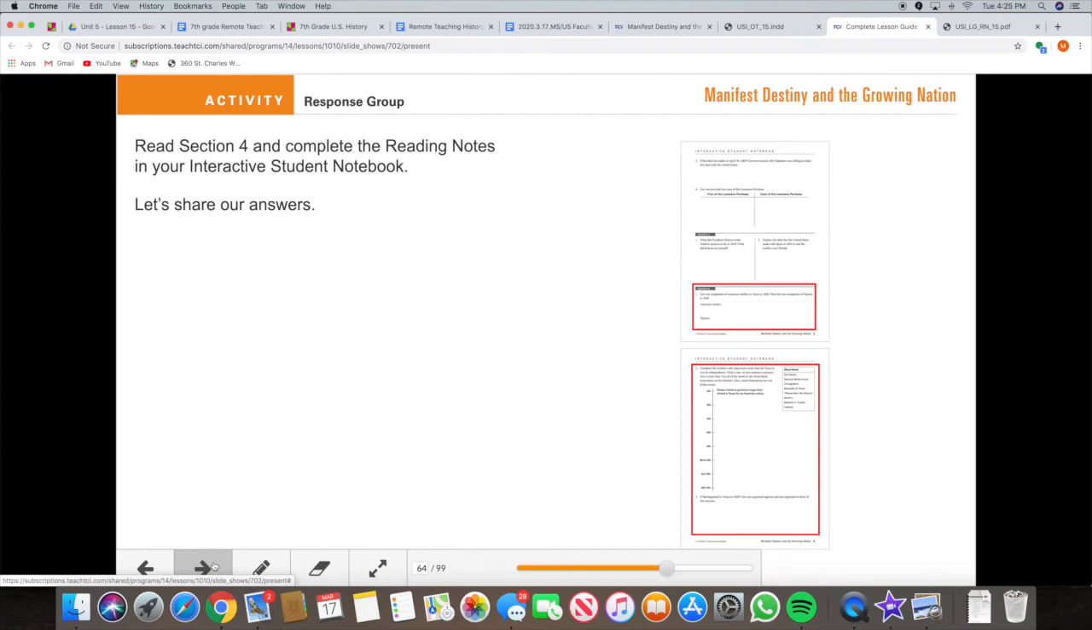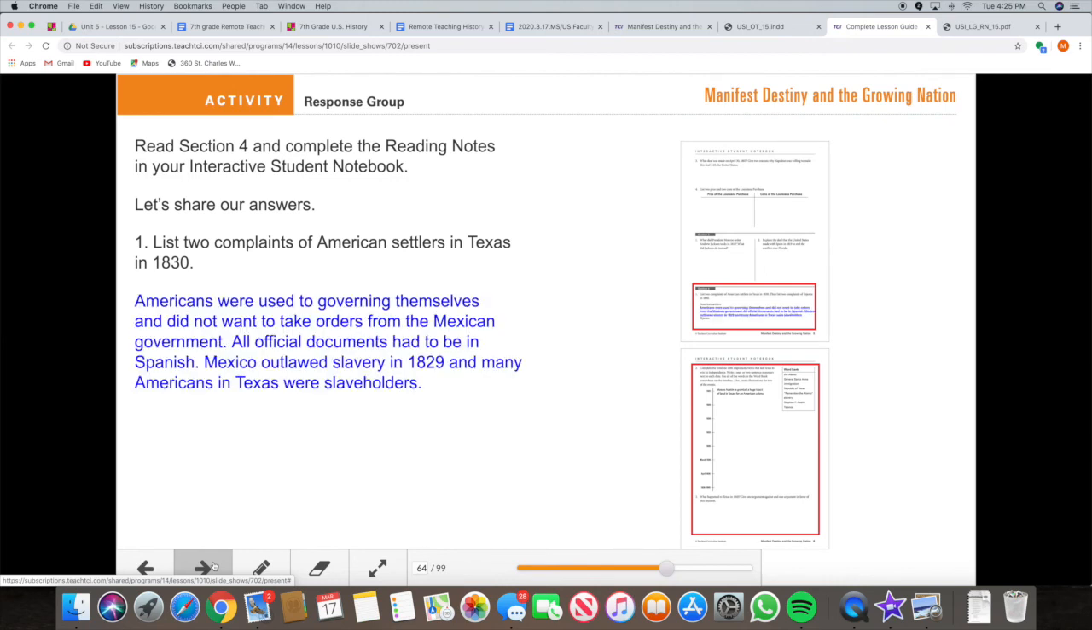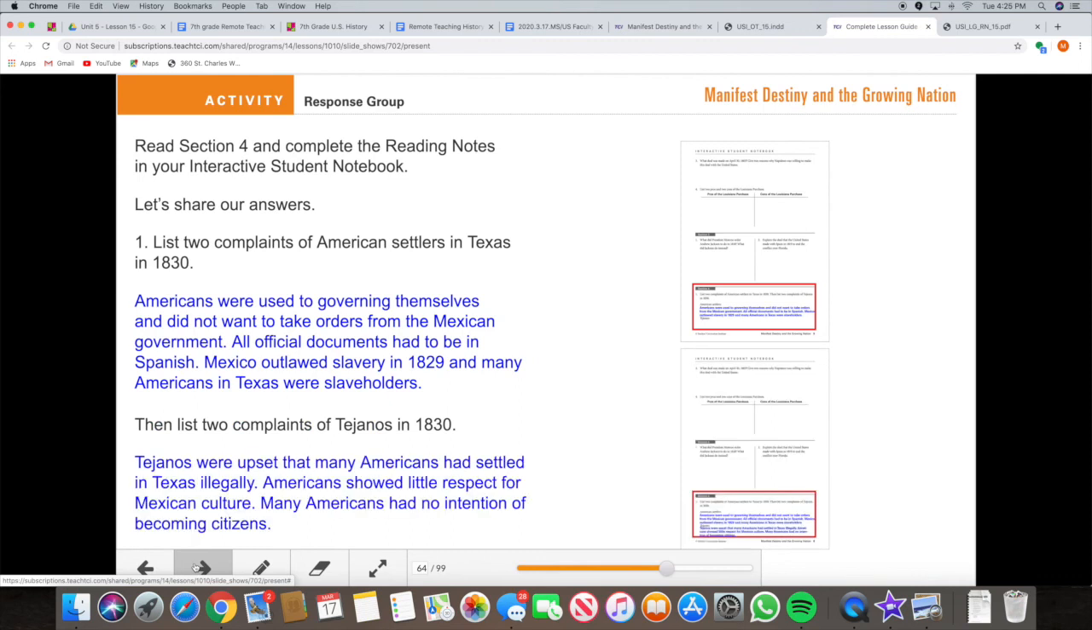Let's share our answers. So what were some of the complaints the American settlers had in Texas? So Americans were used to governing themselves and did not want to take orders from the Mexican government. All official documents had to be in Spanish. Mexico outlawed slavery in 1829, and many Americans in Texas were slaveholders. All right. Tejanos were upset that many Americans had settled in Texas illegally. Americans showed little respect for Mexican culture, and many Americans had no intention of becoming citizens. Again, if you have to, go ahead and pause the video.